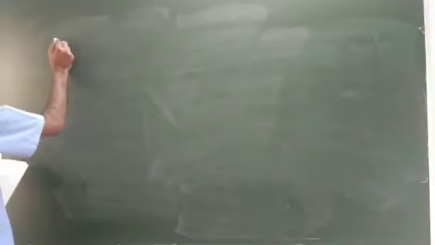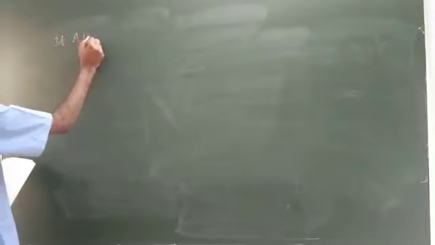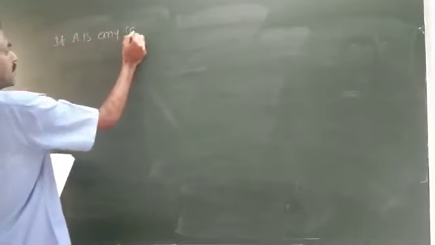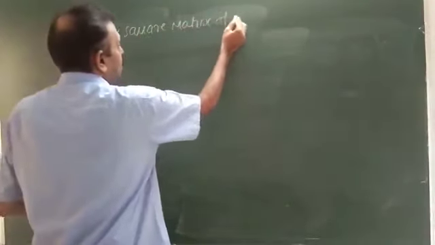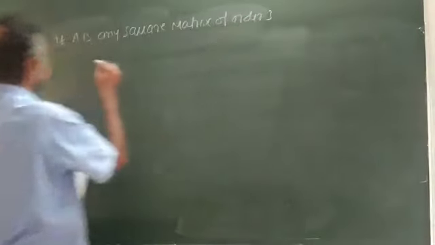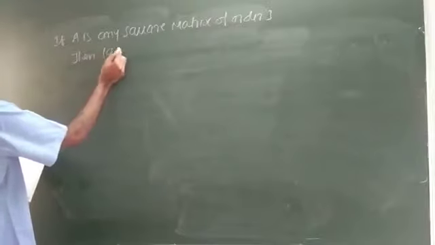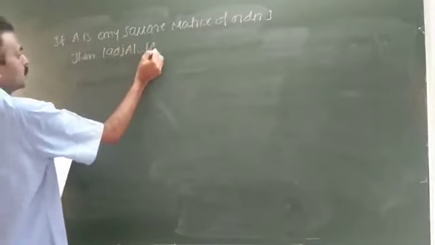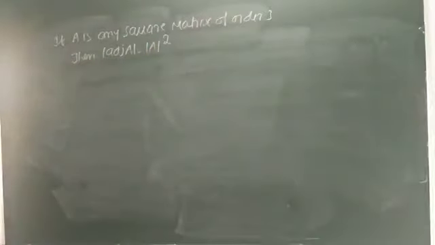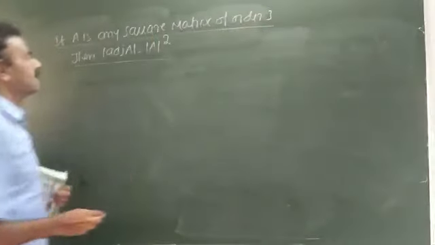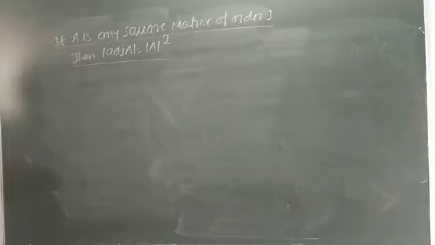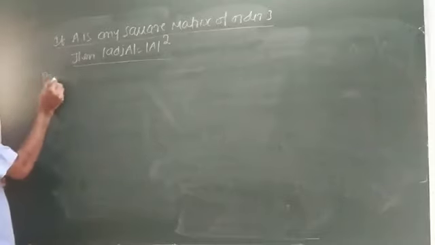Here we have to note that if A is any square matrix of order 3, then determinant of adjoint A is equal to determinant A square. We have to prove this. This is the important theorem. If A is any square matrix of order 3, then determinant of adjoint A is determinant A the whole square. Remember, I take up the proof now.